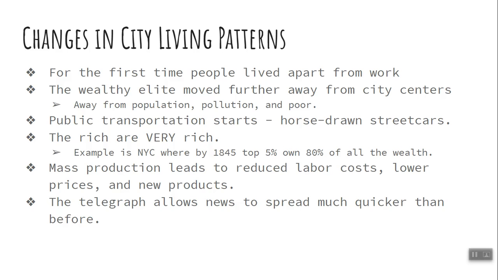Now there's mass production. Mass production leads to labor costs going down, lower prices, new products. The rich get very rich. A great example of this is New York City. In 1845, the top 5% of the wealth holders owned more than 80% of everything.